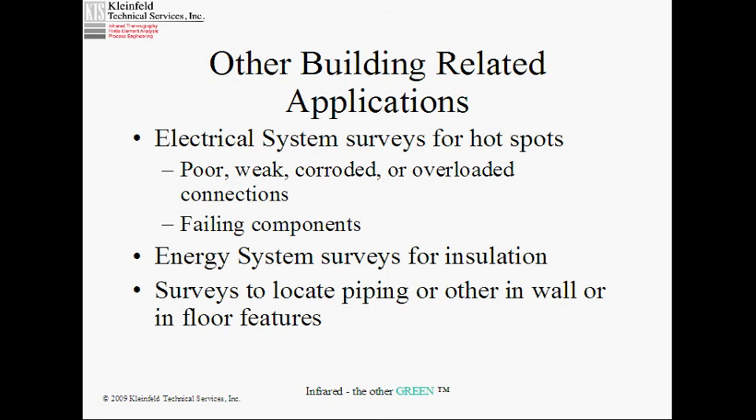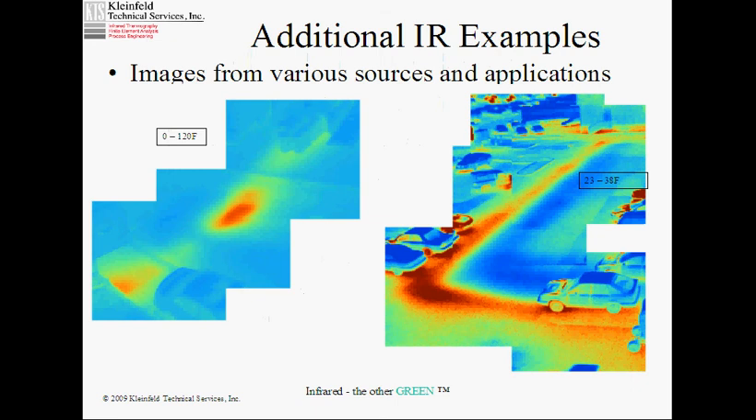Energy systems for insulation, in other words, your piping and your steam systems, your boilers, hot water distribution systems, should all look fairly uniform, preferably cooler rather than warmer, but you don't want to see hot spots all over them. And you can also use infrared to locate piping in walls, underground, and in other instances. This is a high temperature hot water distribution system at the Hunts Point Market in the Bronx.